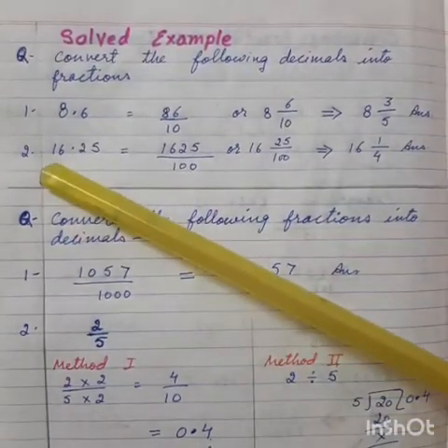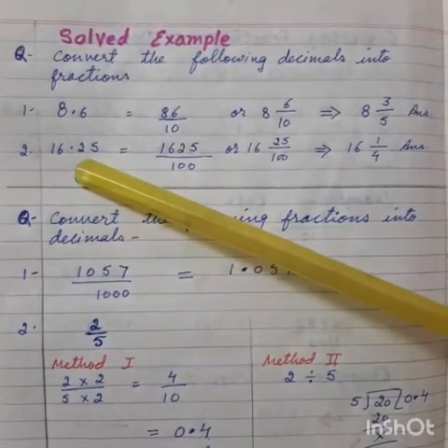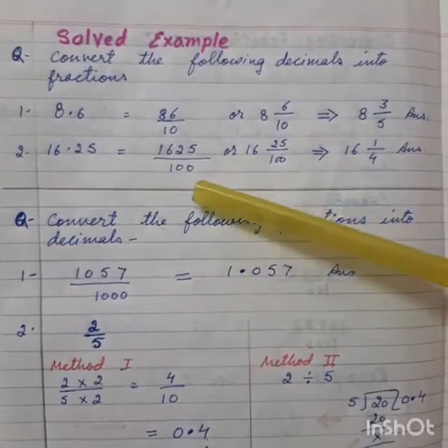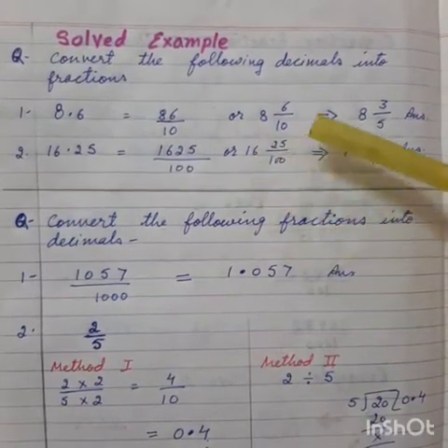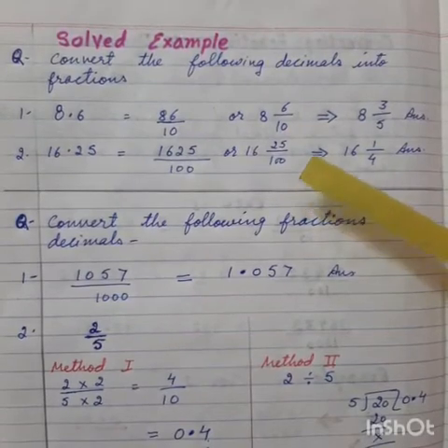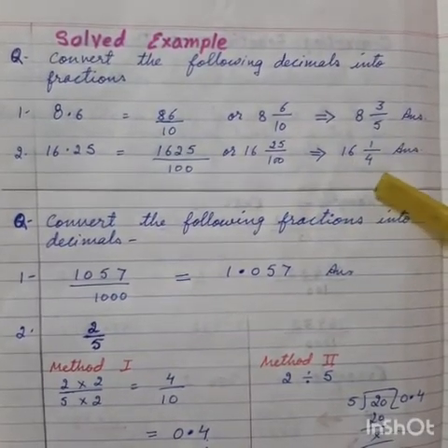The second example is 16.25. Here we have 2 places after the decimal. So the denominator will have 100 and we can write it as 1625 upon 100, and again as I told you we can reduce it. So the final answer will be 161 upon 4.